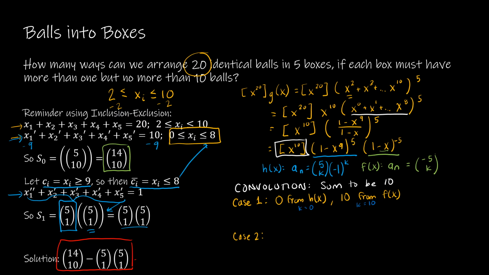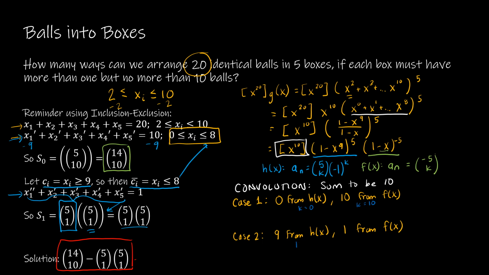So every time I choose h of x, I get 9 x's. So that means I get 9 from h of x, which means just 1 from f of x. Now, is there a case 3? Well, case 3 would be that I get 9 times 2, or 18 from h of x, but I only need 10. So there is no case 3. I'm all done. These are my cases.